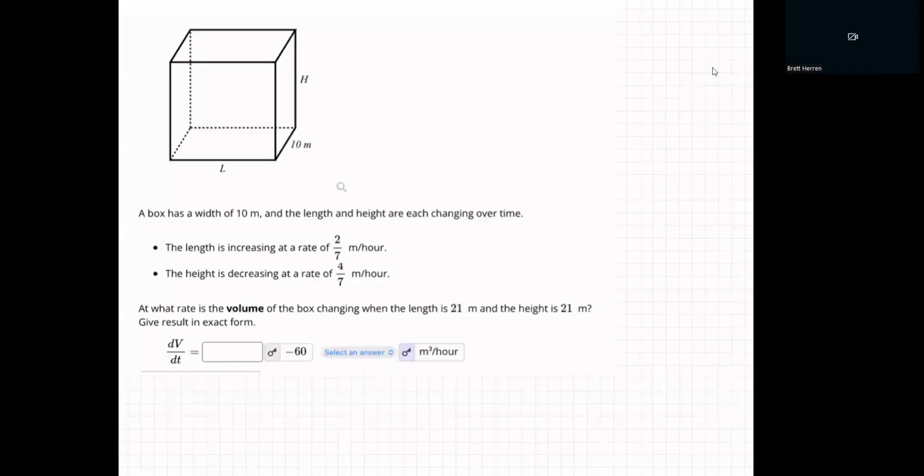Okay, so on this question, we have this big box, and it says the box has a width of 10, right? It's right there. Length and height are changing over time. At what rate is the volume of the box changing when the length is 21 and the height is also 21? Give the result in exact form.